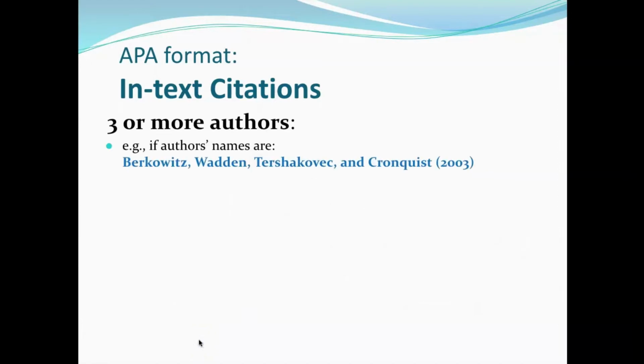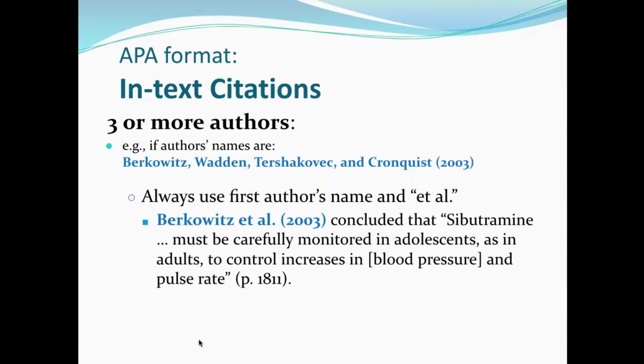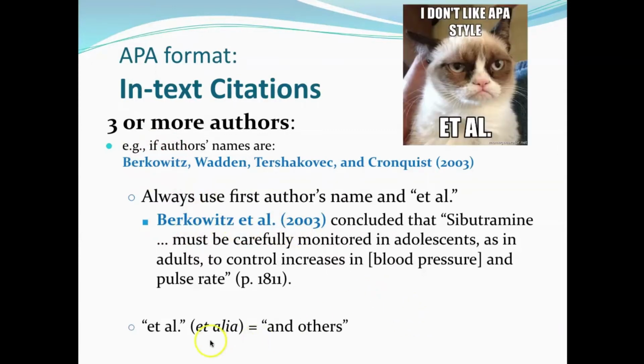Also, for works with 3 or more authors, this is a much easier rule to remember in APA 7th edition compared to those of you who might remember the rules from the earlier 6th edition of APA. For 3 or more authors, you always use the first author's last name and et al. So here we have the first author's name, Berkowitz et al. Et al. is an abbreviation for et alia, meaning and others. Et just means and in Latin, so it doesn't have a period, but the al. does. So what you're basically saying here is Berkowitz and others concluded that. It's kind of like saying they.